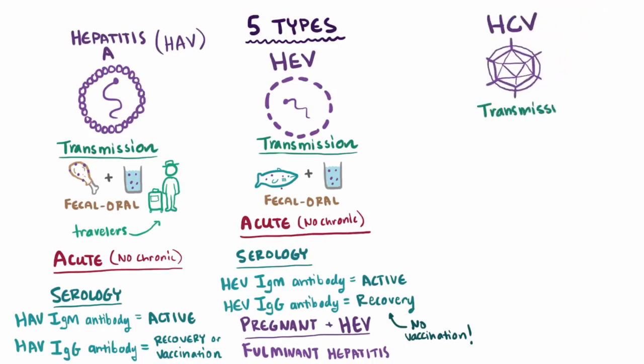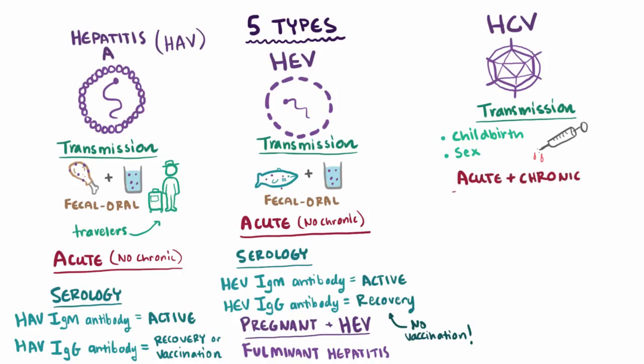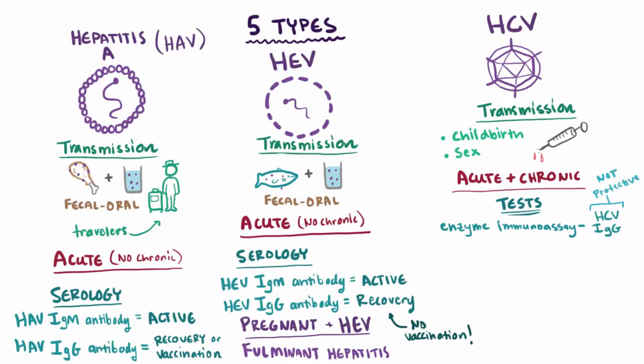Now this one is transmitted via the blood, so it could be from childbirth, intravenous drug abuse, or unprotected sex. HCV usually does move on to chronic hepatitis, and there are a couple of tests that we use to help diagnose HCV. One way is by enzyme immunoassay. In this case, we'd screen for the HCV IgG antibody. If present, it doesn't necessarily confirm acute, chronic, or even resolved infection, because it isn't regarded as a protective antibody, like it is in HAV and HEV.